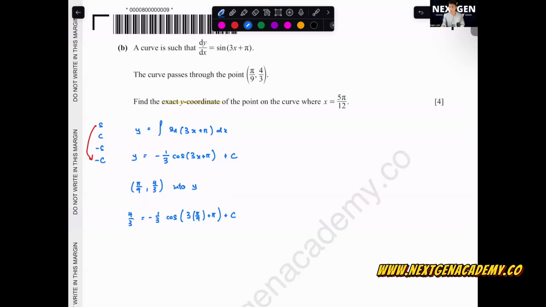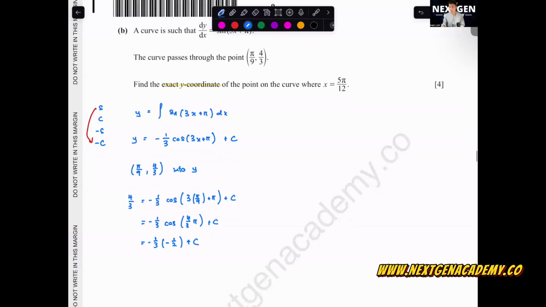Okay, what will we get for here? You all can do one at a time. So 3 over 9 pi, cos of this plus, oops. Okay, pi over 3 plus pi, we'll get 4 over 3 pi. So this side is cos 4 over 3 pi plus C, which will get negative 1 over 3 times negative 1 over 2 plus C, 1 over 6 plus C. Okay, the C value is 4 over 3 minus 1 over 6, we'll get 7 over 6.